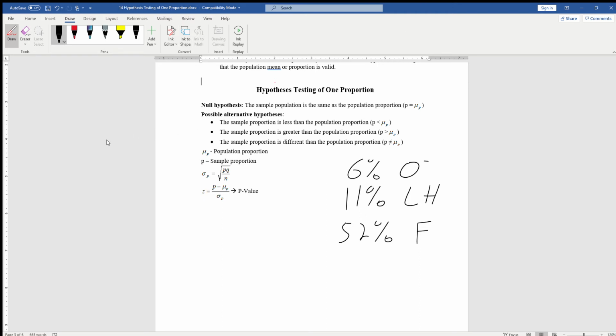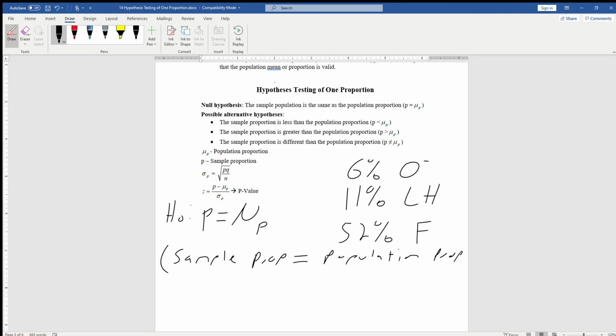So the first step is to always define the null and the alternative hypothesis. The good news is that the null hypothesis is always going to be P is equal to mu sub P. In English, what this means is that the sample proportion is equal to the population proportion. So if I took a sample of 100 people, I would expect that 6% of those people have O negative blood. I wouldn't have any reason to doubt that. Or 11% of those people are left-handed, or 52 out of those 100 people are female.